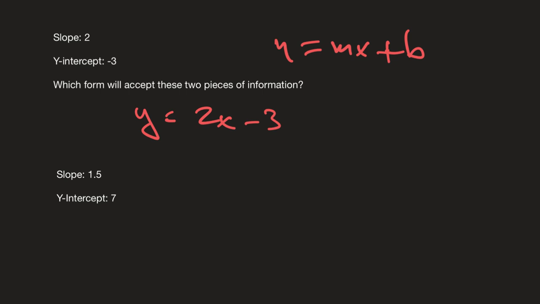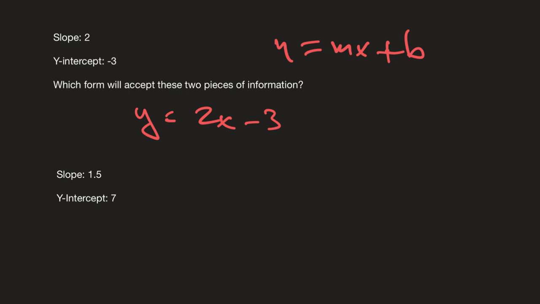We okay with that? Yep. Simple. Okay? Now, today you will experience some slopes that are in a decimal format, which is fine. It's a nice decimal. So here, the information that's been given to you: slope is 1.5, y-intercept is +7.